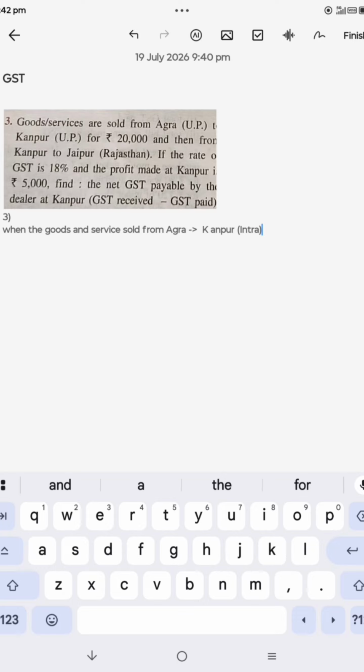Goods and services sold from Agra to Kanpur. This is a इंट्रा। मैंने क्या बताया आपको? आगरा से कानपुर यानी कि स्टेट सेम है। यूपी से यूपी में ही गुड सर्विस को सोल्ड किया जा रहा है फ्रॉम आगरा टू कानपुर फॉर 20,000। तो यहाँ SP for dealer in Agra is equal to 20,000.